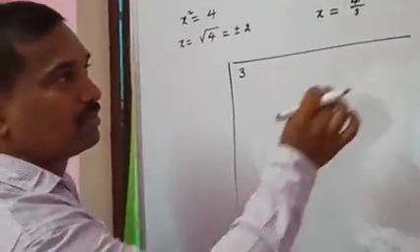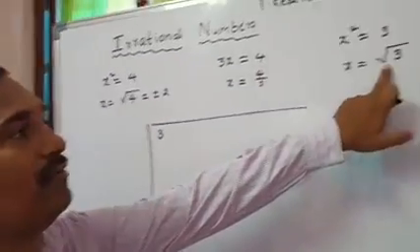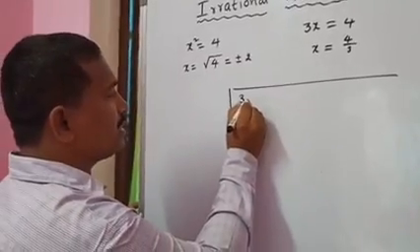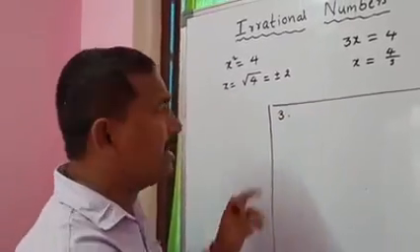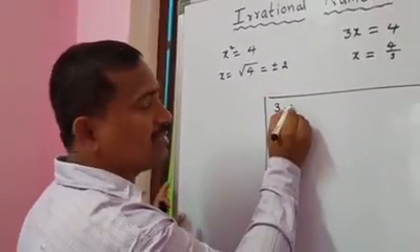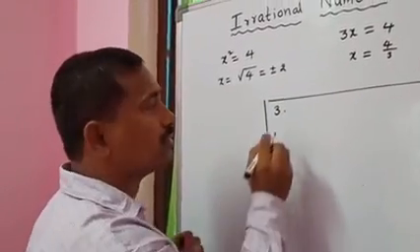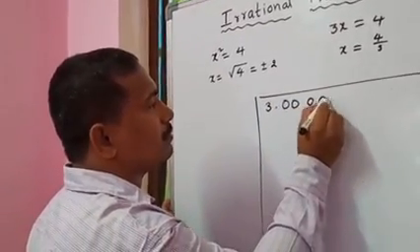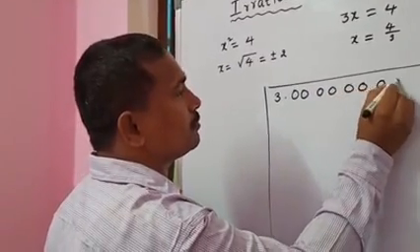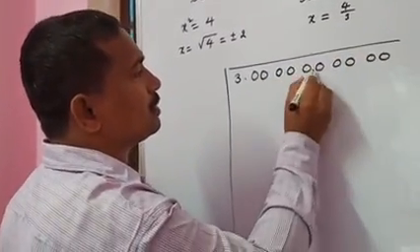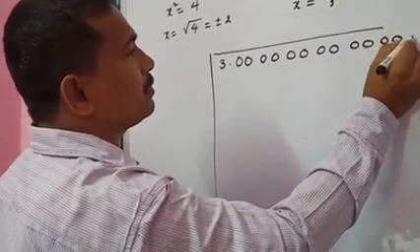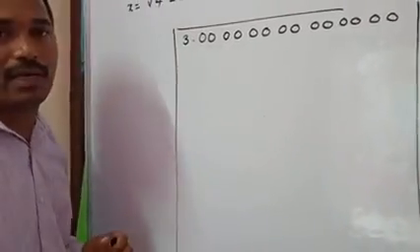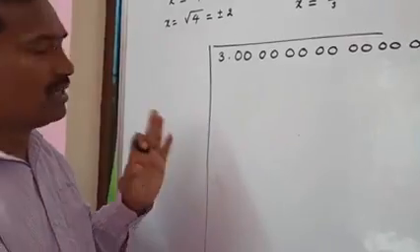So what is the first step to find root 3, root 5, root 2, some values? Here first place the decimal after 3. Write zeros in pairs. Okay? First you have to understand the first step.